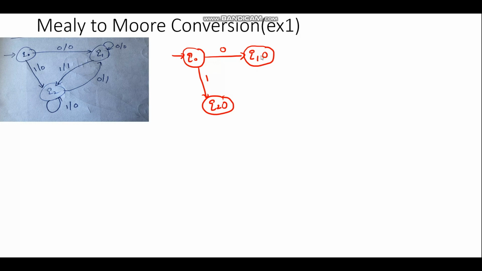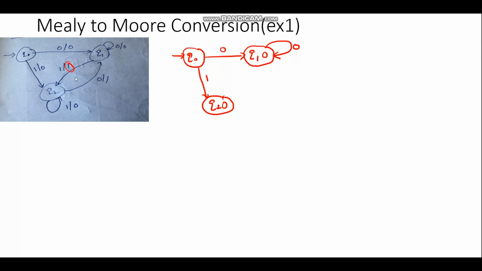Now on Q1, what will we see? On Q1, we apply 0. It will remain at Q1 itself and the output is 0 in this case. So for Q1 with input 0, it reaches the state Q1 itself and the output is 0. So we have this state Q1 0. Now when we check from Q1 with 1, it goes to Q2. The output in that case is 1.